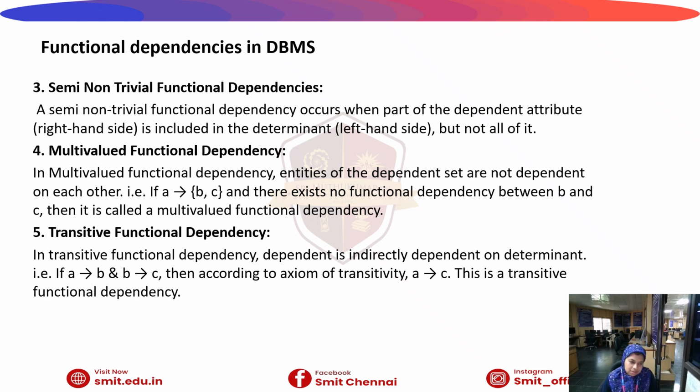Next, what is transitive? In a transitive functional dependency, the dependent is indirectly dependent on the determinant, not directly. If A determines B and B determines C, then according to the axioms, A automatically determines C. This is the transitive functional dependency. They are not directly connected, but indirectly they are connected through the functionalities.